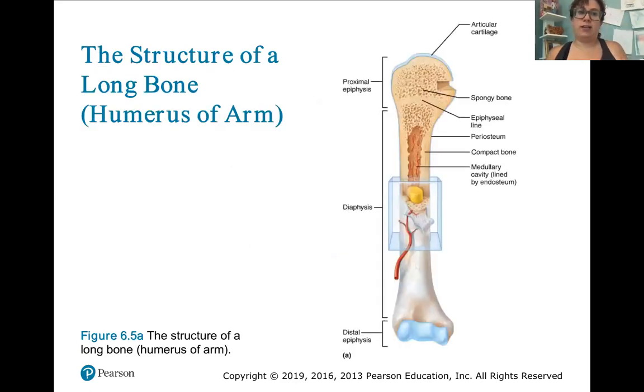Okay, so here's a look at the humerus. Haha, not too funny. I know, I had to do that. Sorry, guys.